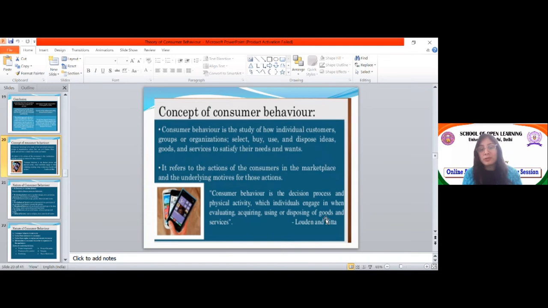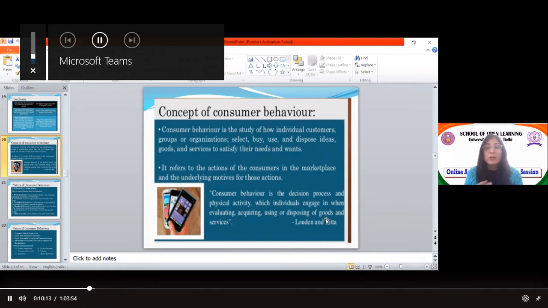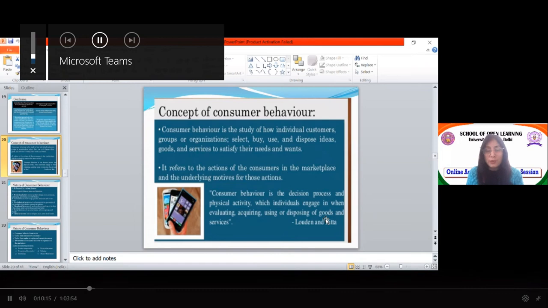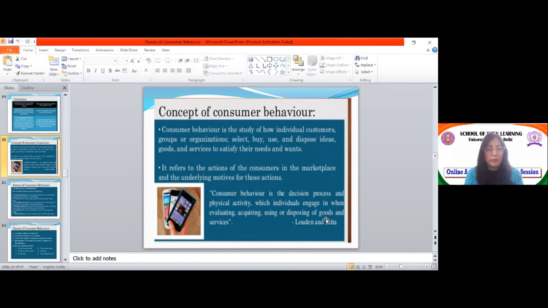It is a decision process actually. Whenever you go to the market, you try to choose some better product for yourself. It's a physical activity that you have to go to the market. Like it's online right now, so you can just go to the website and choose your product. Which individual is engaged in when evaluating, acquiring, using or disposing of goods. You are evaluating the qualities. When you go online, like Amazon, Flipkart, or wherever you want to go for online purchasing, you evaluate the worth of that product and your money also.